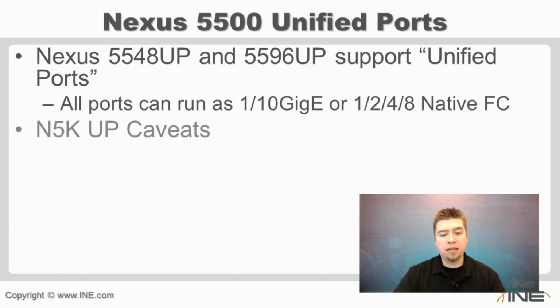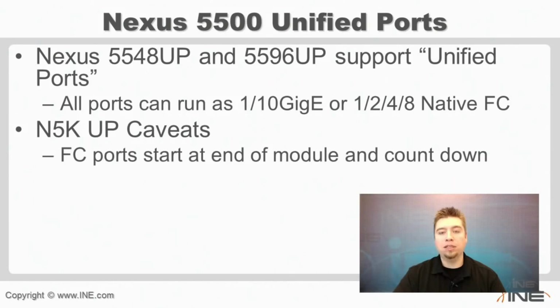Now there's also some other caveats that we're going to see here, is that on the 5K, when you're dealing with the 5548, the ports need to start at the end and count down. So this means that you cannot have non-contiguous ports of Fiber Channel on the platform. So in the case of 5548, they're going to start at 32 and then count down from there. So I could say that ports 32, 31, 30, 29, 28, those are going to be my Fiber Channel ports, and then everything else 1 through 27 is going to be native Ethernet.